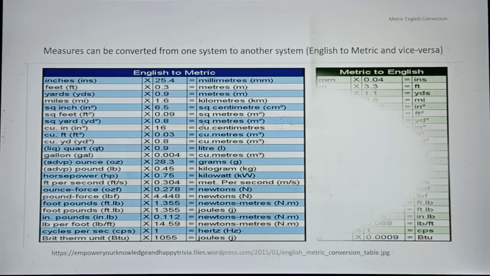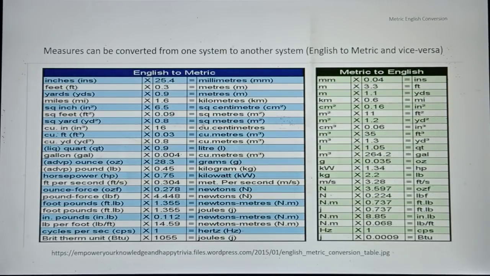How about metric to English? Say, kilometer to miles. To change the unit of length from kilometer to miles, multiply the measure in kilometers by 0.6. In performing activities about converting units, it's a good idea to keep a table of conversion within the same system or across the systems at hand.